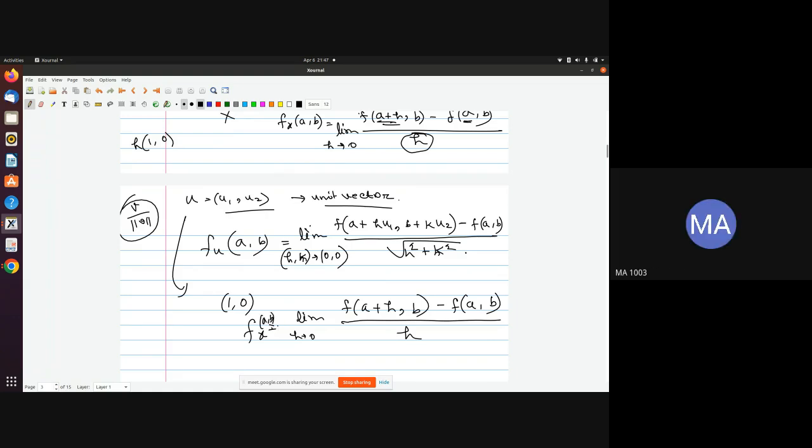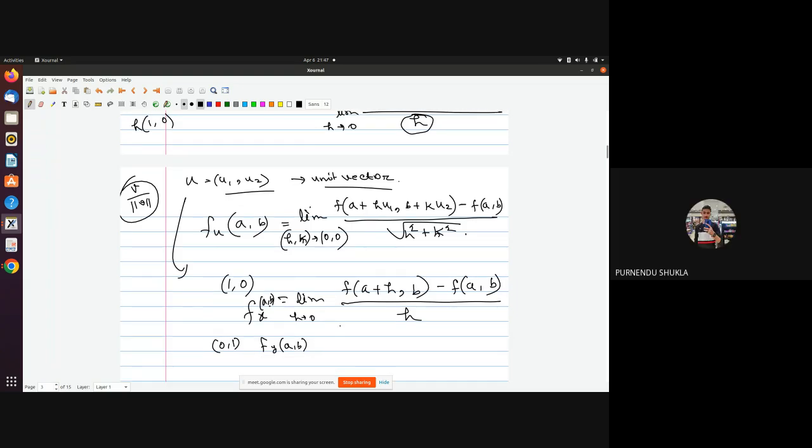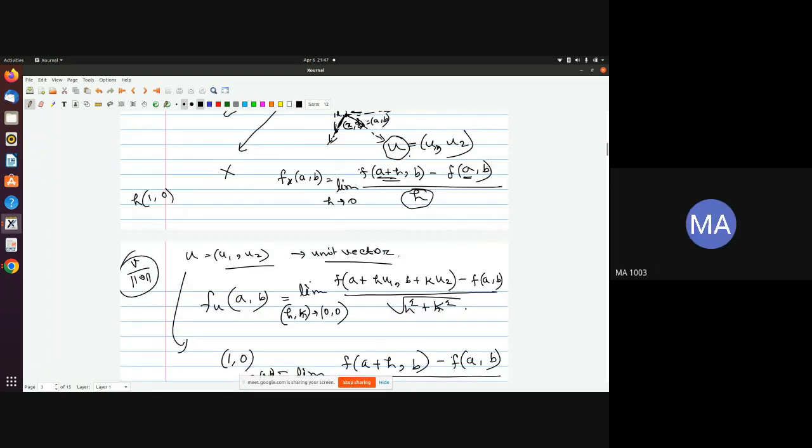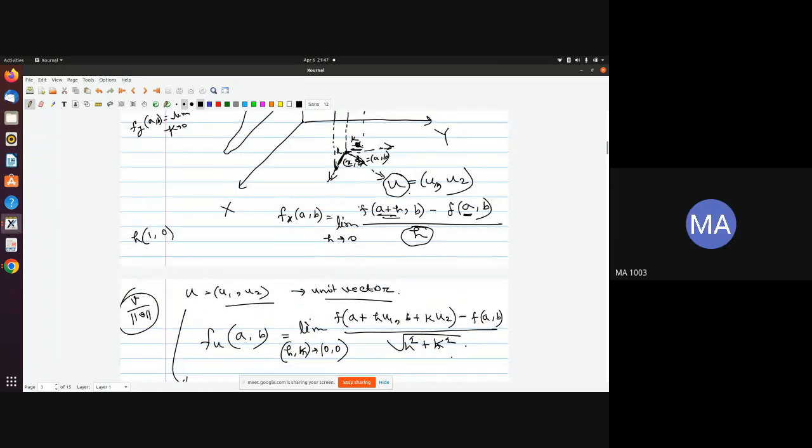Similarly for the y axis, what we will get? This is for 0 comma 1. Then you will get the limit as k tending to 0 of f of a comma b plus k minus f of a comma b, divided by k. Understood? Okay, great. So this is what we have done.